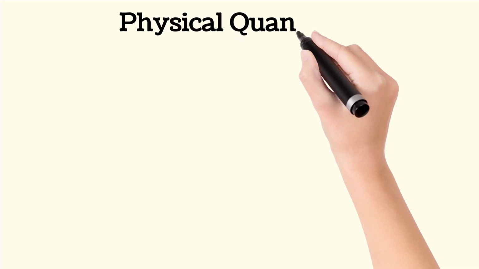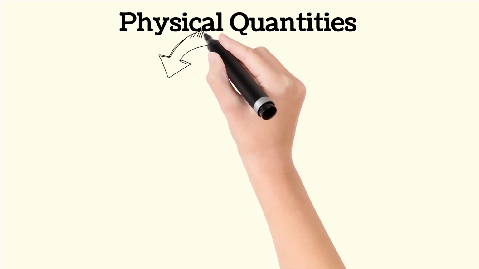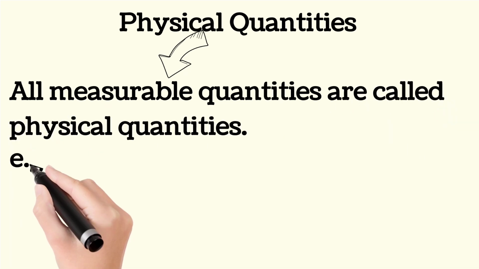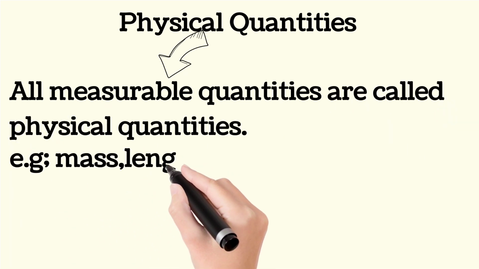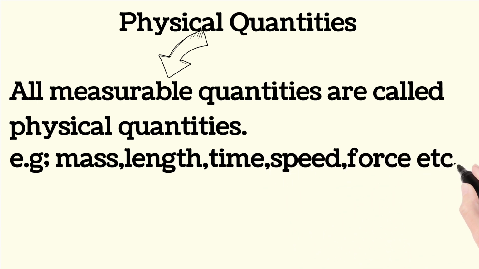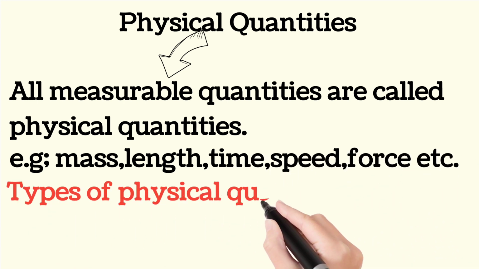Physical quantities. Let's define physical quantities. All measurable quantities are called physical quantities. For example, mass, length, time, speed, force, etc. Next we will discuss types of physical quantities.